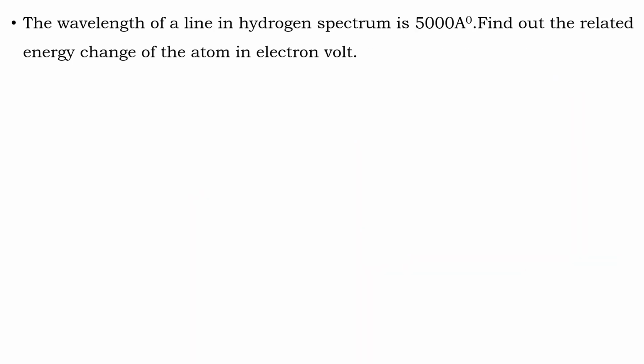And the next problem: the wavelength of a line in hydrogen spectrum is 5000 angstrom. Find out the related energy change of atom in electron volt. So here the wavelength is given as lambda is equal to 5000 into 10 raised to minus 10 meter. And we know the equation, energy is equal to h nu is equal to hc divided by lambda. And this gives the energy in joule.